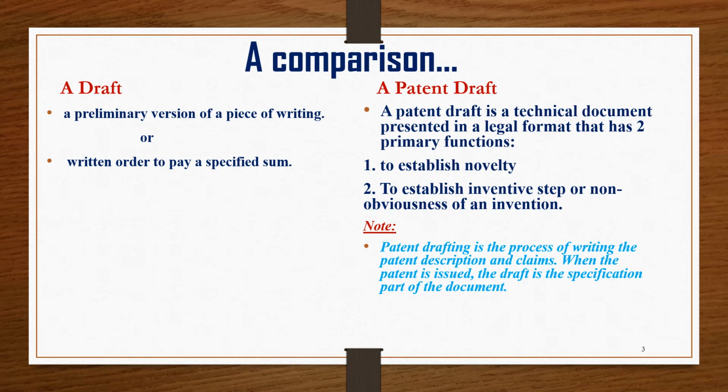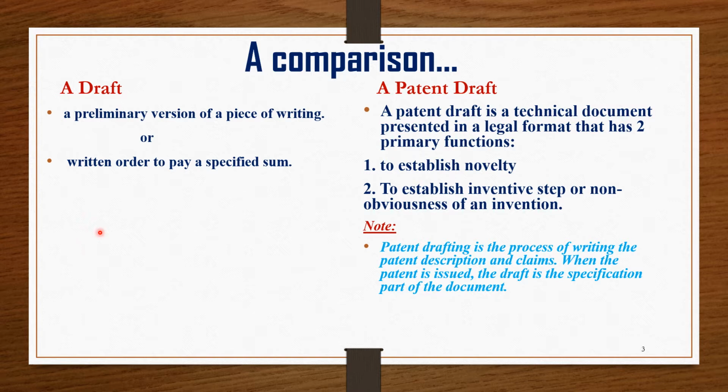Now we will have a comparison, because whenever we say what is a draft, normally we go to its literal meaning. Fine. So first of all, we will go to the literal meaning of a draft. We can say that a draft is a preliminary version of a piece of writing. Or we can say a draft is a written order to pay a specified sum. Fine. So this is the normal and literal meaning of draft.